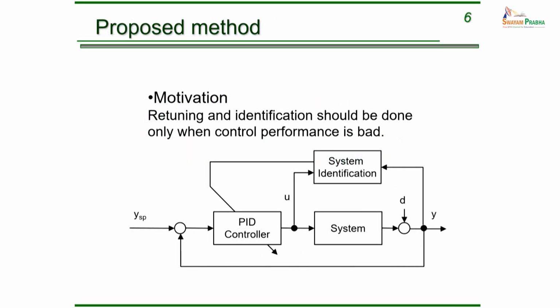The method that we are proposing is that retuning and identification should only be done when control performance is poor. One should not have to do continuous online identification. By continuous, I mean not at each and every sample. So in that respect, conventional adaptive control can be considered to be an overkill.